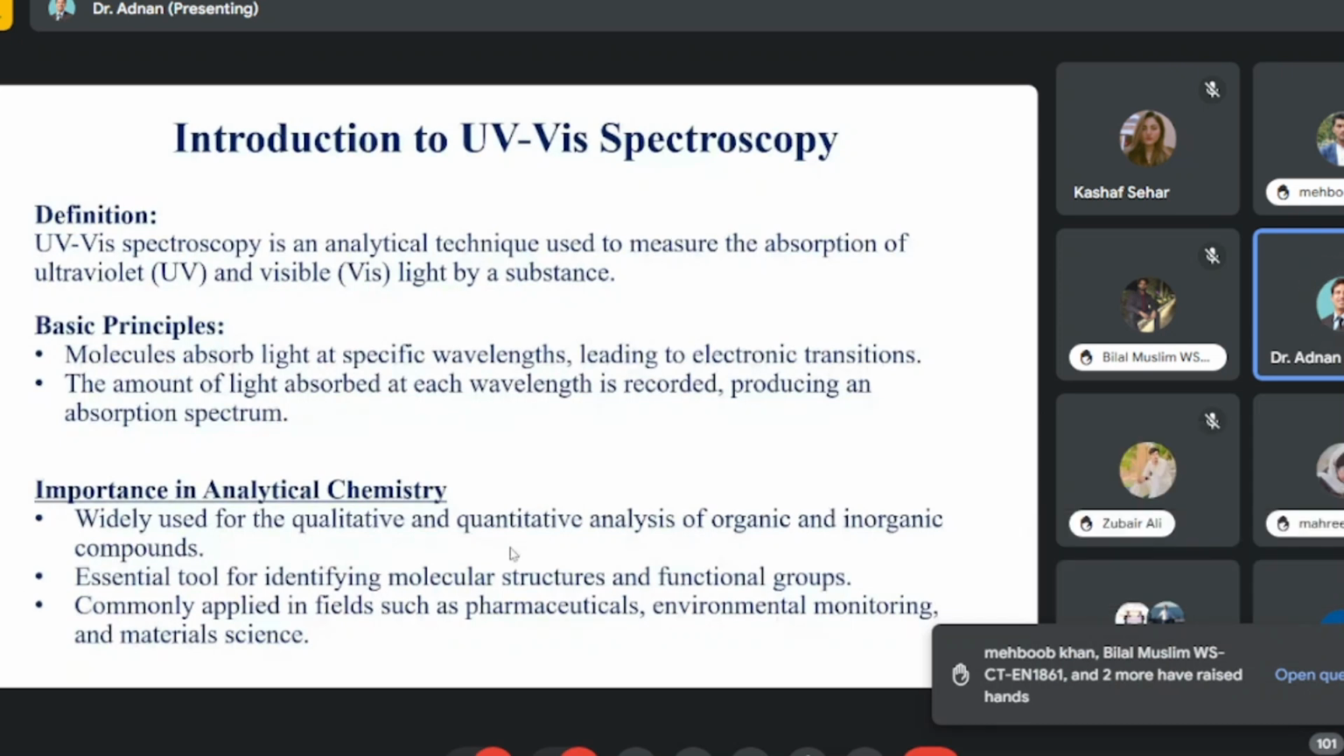The importance of UV visible spectroscopy in analytical chemistry is that it is widely used for the qualitative and quantitative analysis of both organic and inorganic compounds. It is an essential tool for identifying molecular structures and functional groups. Actually, functional groups can be characterized by FTIR, but some part can be characterized here. Commonly applied in fields such as pharmaceuticals, environmental monitoring, and material science.